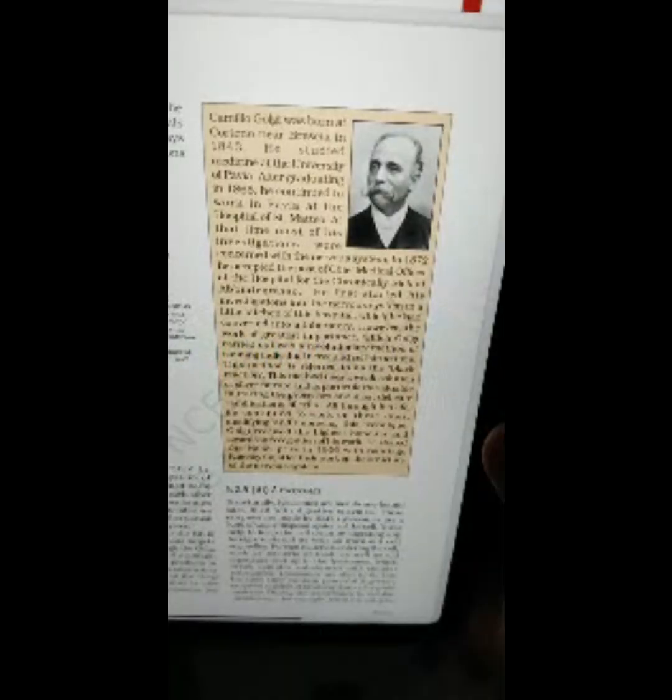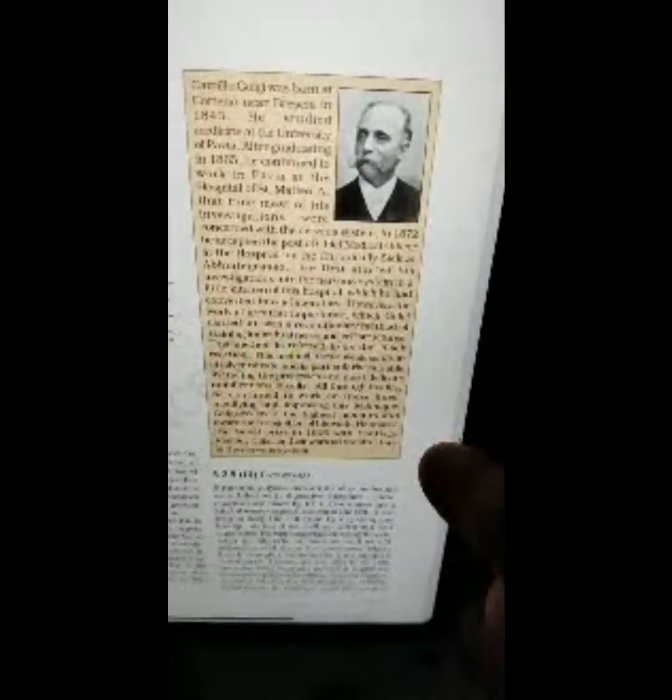In 1872, he accepted the post of chief medical officer at the Hospital of the Chronically Sick at Abbiati Grasso. He first started his investigations into the nervous system in a little kitchen of his hospital, which he had converted into a laboratory. However, the work of greatest importance which Golgi carried out was a revolutionary method of staining individual nerve and cell structures. This method is referred to as the black reaction.